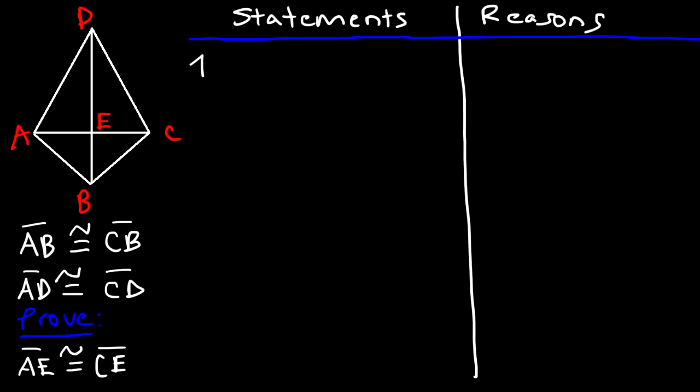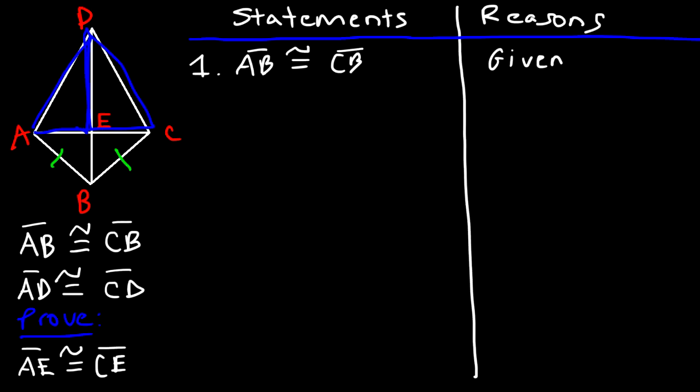So let's start with the first statement, that AB is congruent to CB. So we're given that statement, and let's mark the diagram. So this is AB, this is CB. Our goal is to prove that AE is equal to EC. So in order to do that, we either have to prove that these two triangles are the same, or if we could show that this triangle is congruent to this one, then we could prove that AE is equal to EC.